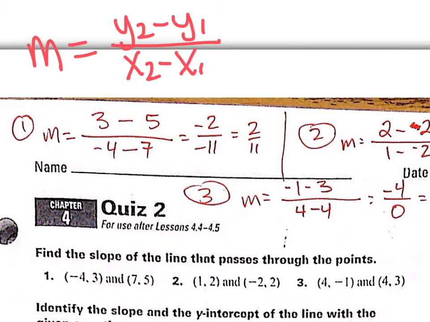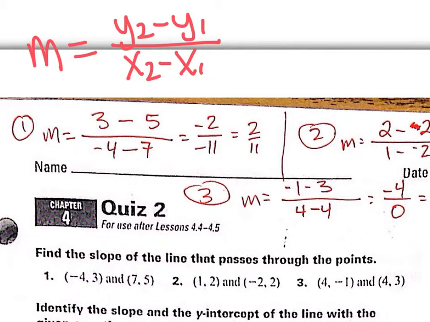So for question number 1, I did 3 minus 5 over negative 4 minus 7. So y minus y over x minus x. You may do it the other way, y minus y over x minus x, and you will get the exact same thing.